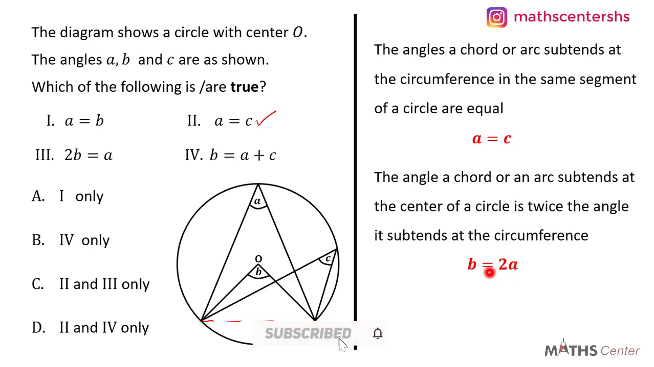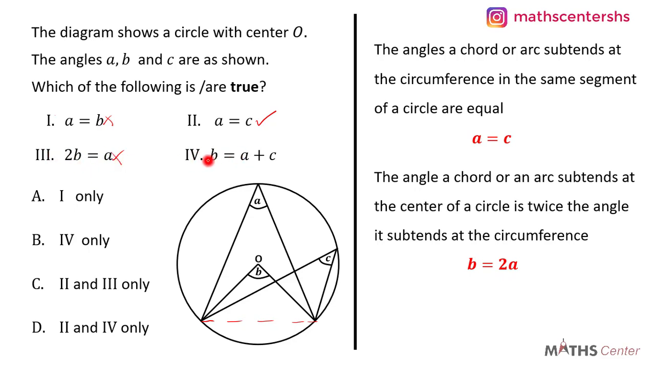If B is equal to 2A, then it means that the first option, I, is wrong, because option I is A is equal to B. But we have established that B is equal to 2A, so it means that I is wrong. And in the same way, option III is also wrong, because we have 2B is equal to A, and we have established that B is equal to 2A is the correct one. So 2B is equal to A is also wrong.